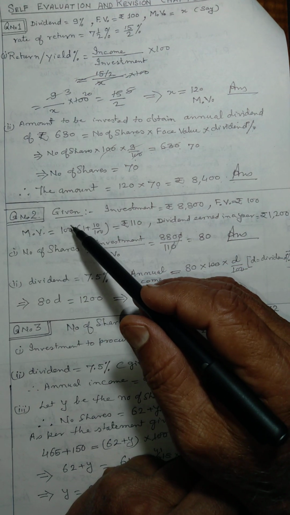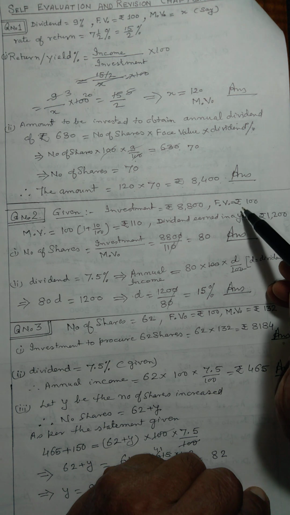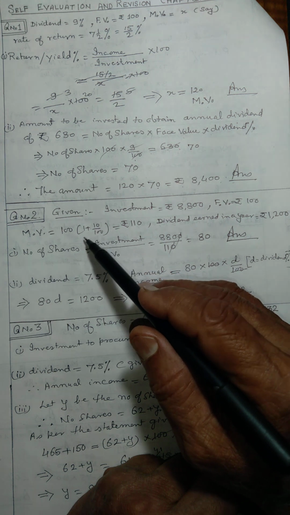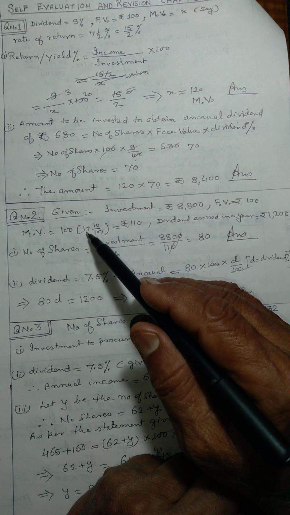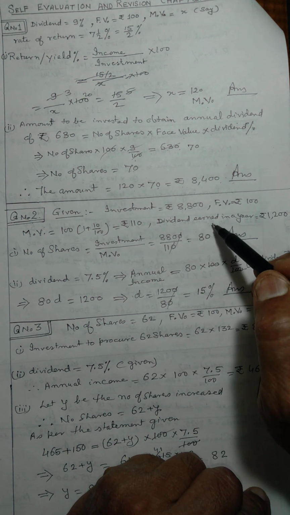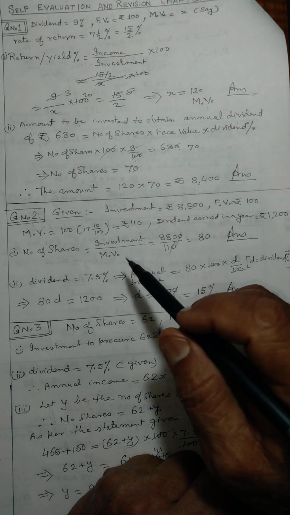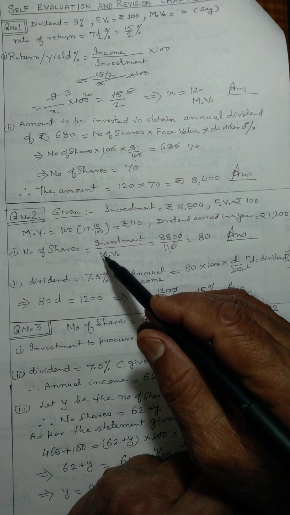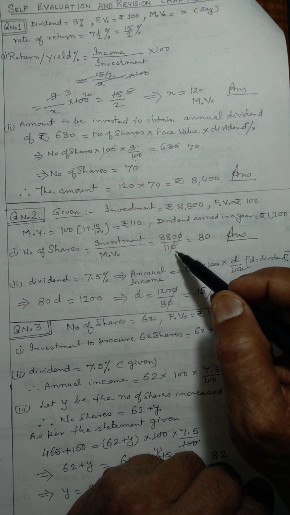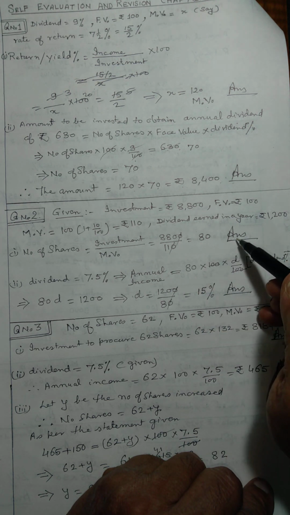Question number 2. Given the investment is 8,800, face value is equal to the rupees 100, market value that is at premium of 10%. So we have to work out like this: 100 in bracket you write down 1 plus 10 by 100, it will be equal to 110. Dividend earned in a year is equal to 1,200. So the number of shares will be equal to investment upon the market value. So 8,800 divided by 110, it will be equal to 80.